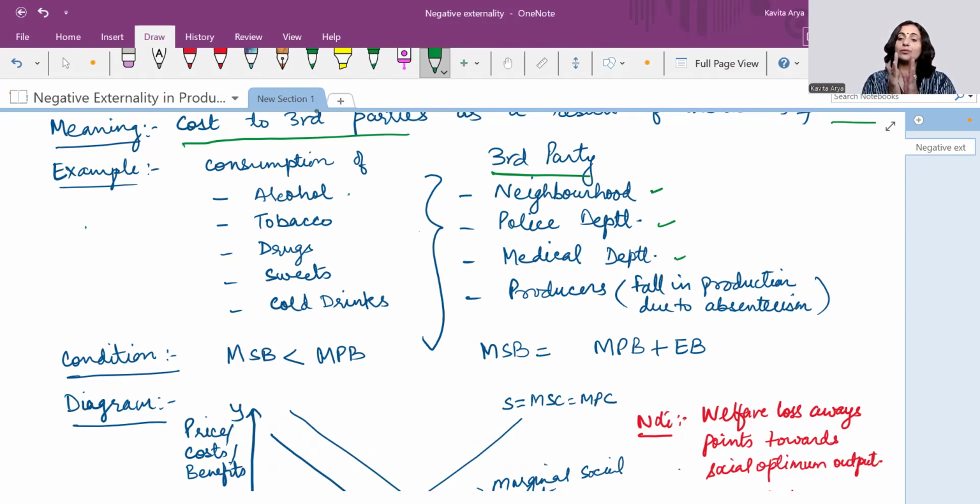The producers also suffer. Why? Because those who are the employees of some producers, if they are not well, the productivity of the organization will fall due to their absenteeism. So, the consumption by one person leads to the negative impact on the others. This is what the negative externality of consumption means.